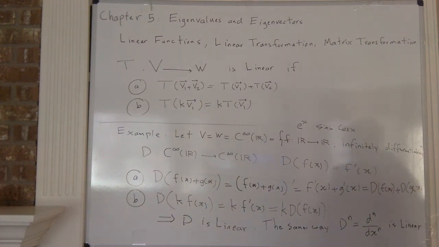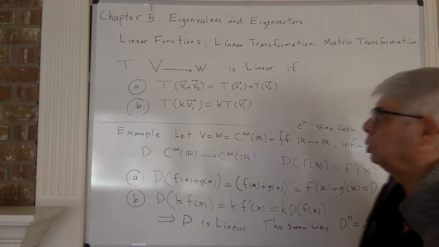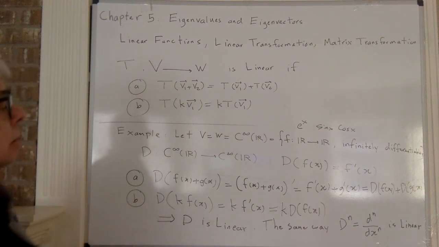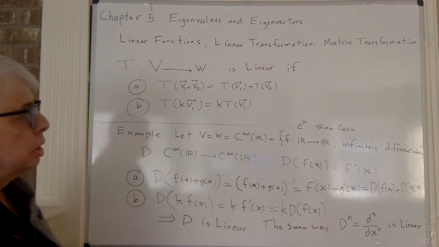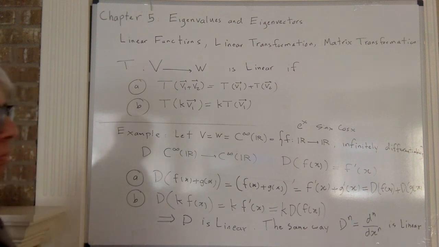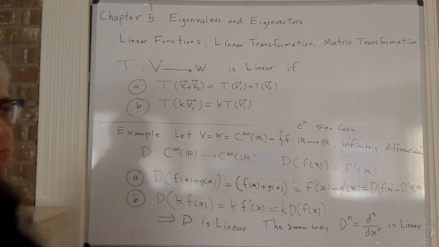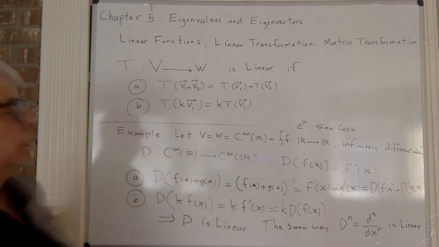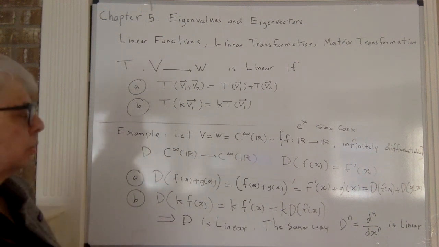So linear functions are not just restricted to finite dimensional vector spaces like Rn. Because C infinity, we know it is not finite dimensional. In fact, any Taylor series, a function defined by a Taylor series, is in C infinity R, and that function is in fact generated by polynomials of any degree. So it is generated by 1, x, x squared, and so on. So it can't be finite dimensional.